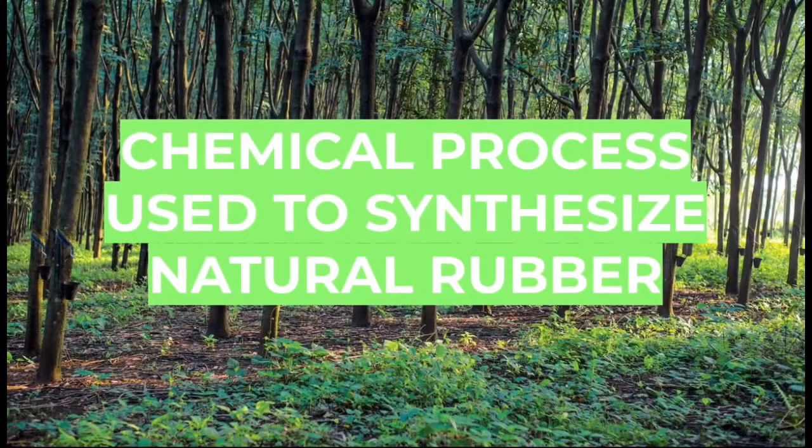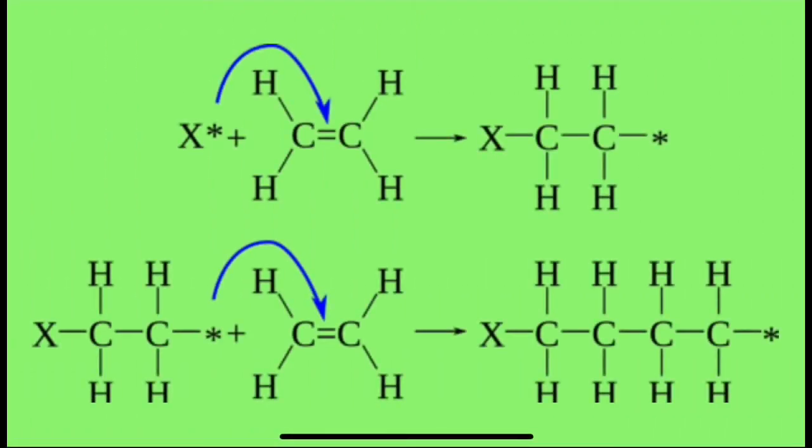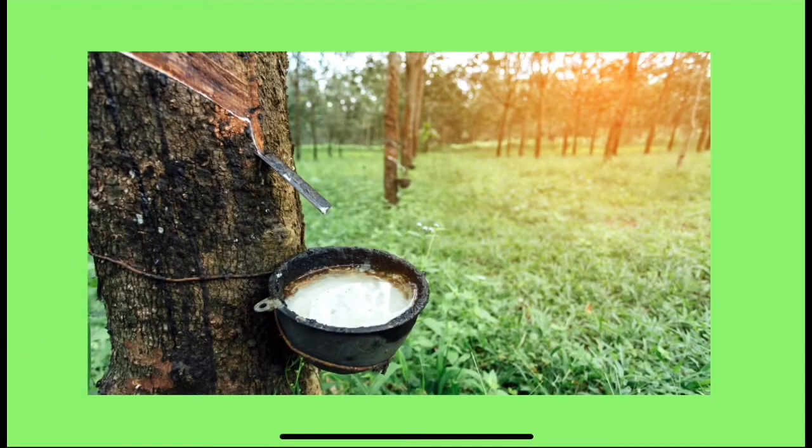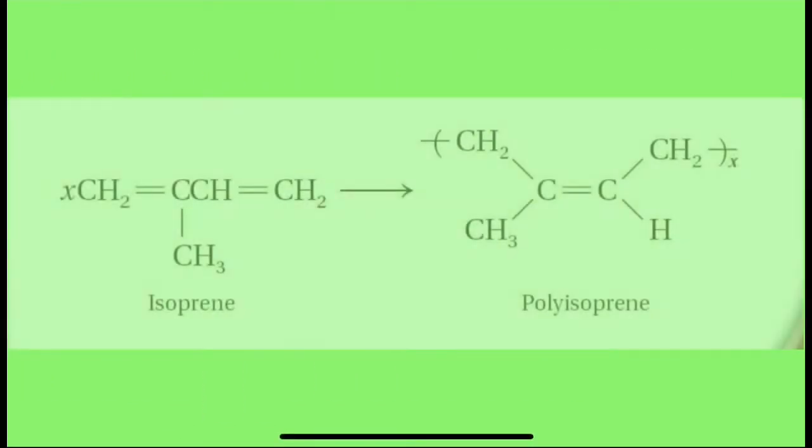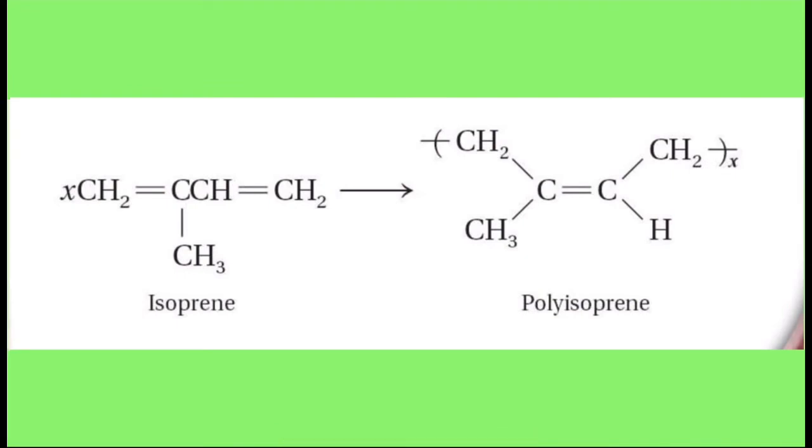The chemical process used to synthesize natural rubber. Addition polymerization is a chemical process used to join thousands of isoprene units together to form polyisoprene, or natural rubber. Natural rubber is an addition polymer that is obtained as a milky white fluid known as latex from a tropical rubber tree. Natural rubber is composed of the monomer isoprene, also known as 2-methyl-1,3-butadiene.